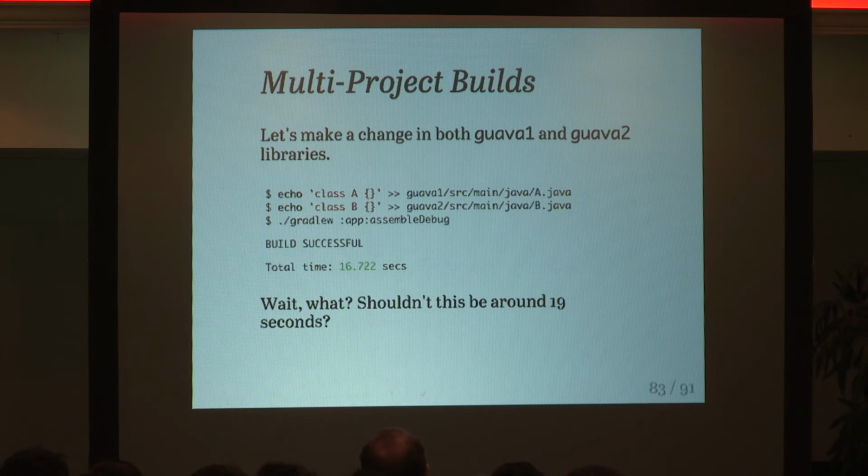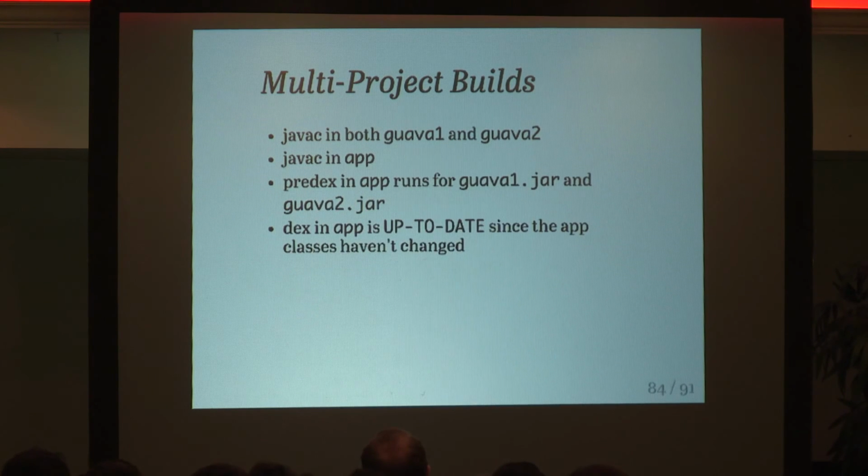And it took a moment to actually realize what's going on here. It's just a side note or an anecdote, I guess. So Java-C runs in both Guava 1 and Guava 2, because we added new classes there. And Java-C will also run in app, even though we didn't change the source code, we did change the dependencies. So every time you change the dependencies, Java-C will run just to see that your project even builds.